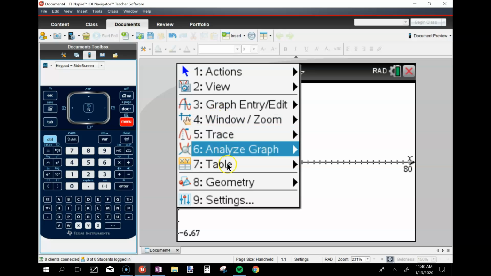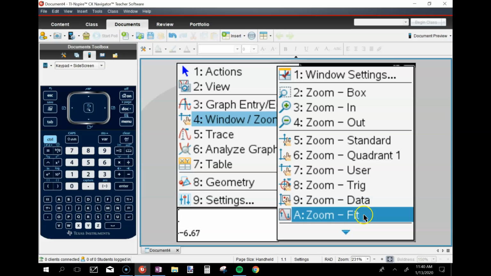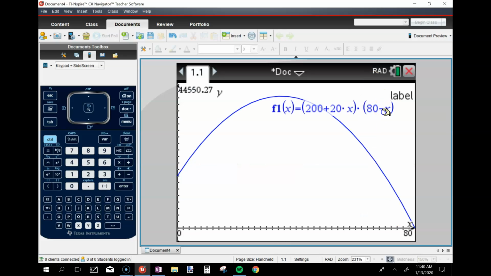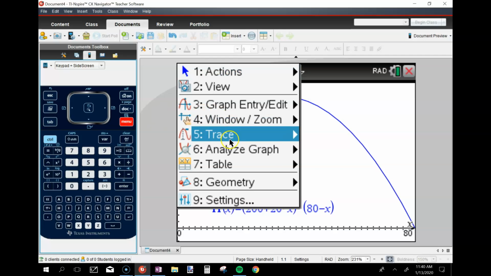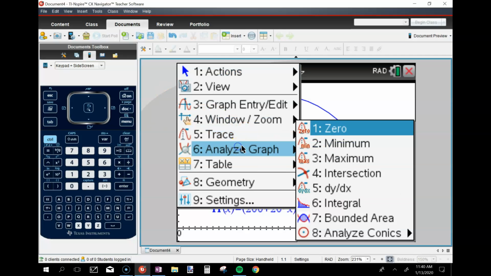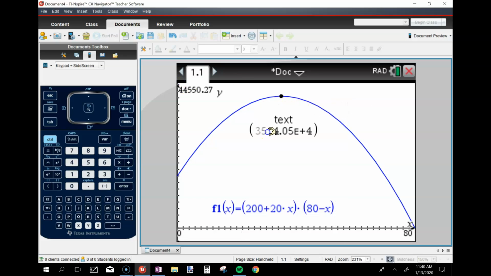Now I got to do a what? Zoom fit, right? Once I get my domain. All right. There's my graph, right? What's the apartment manager trying to do? Maximize his income, right? So maximum is 35 unrented apartments, right?